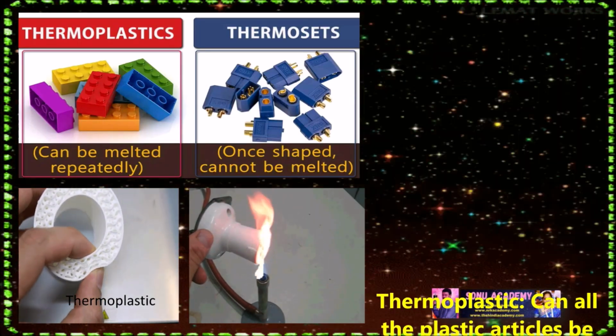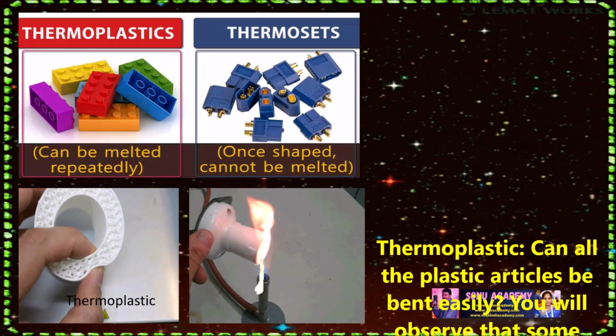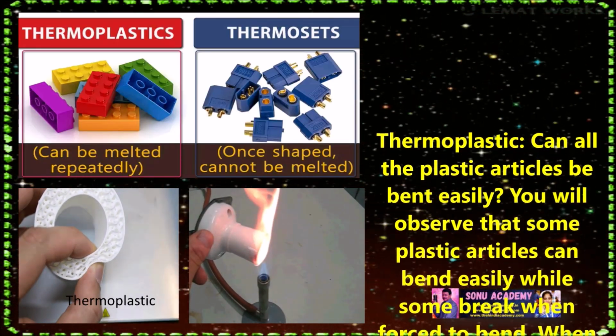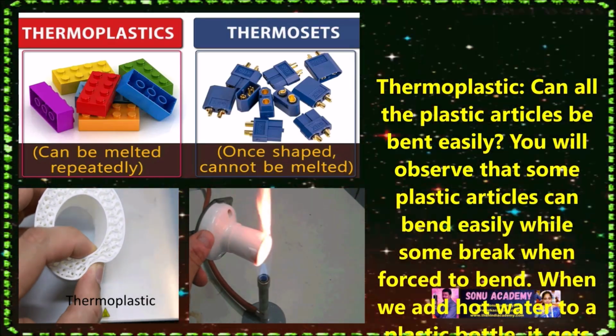Children, let us discuss the types of plastic. Depending on physical properties, plastics are divided into two types. One is thermoplastic, the second one is thermosetting plastic. Let us see what is thermoplastic.